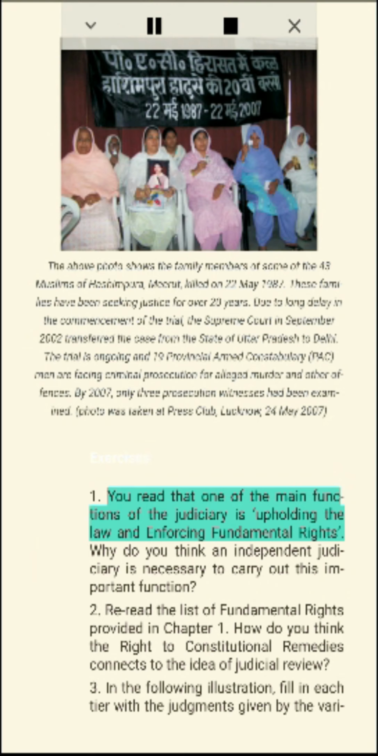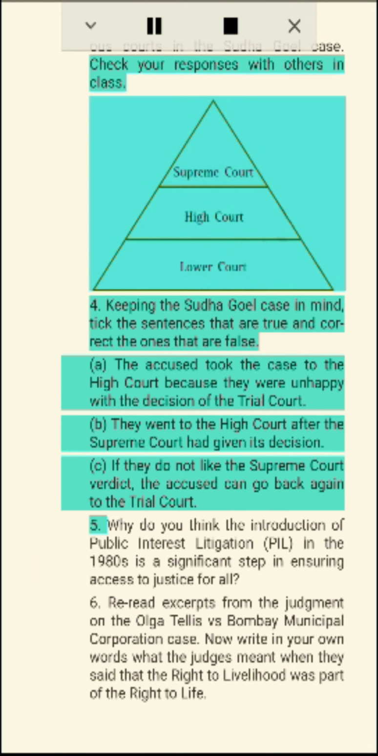Exercises. 1. You read that one of the main functions of the judiciary is upholding the law and enforcing fundamental rights. Why do you think an independent judiciary is necessary to carry out this important function? 2. Reread the list of fundamental rights provided in Chapter 1. How do you think the right to constitutional remedies connects to the idea of judicial review? 3. In the following illustration, fill in each tier with the judgments given by the various courts in the Sudha Goel case. Check your responses with others in class.